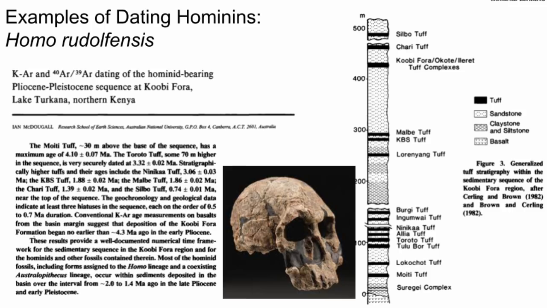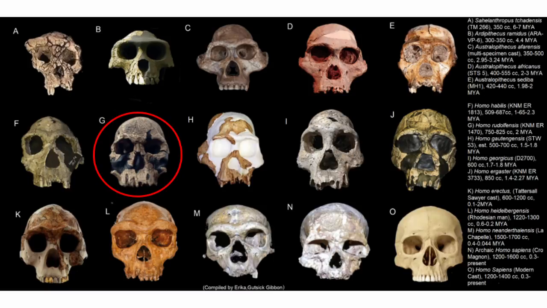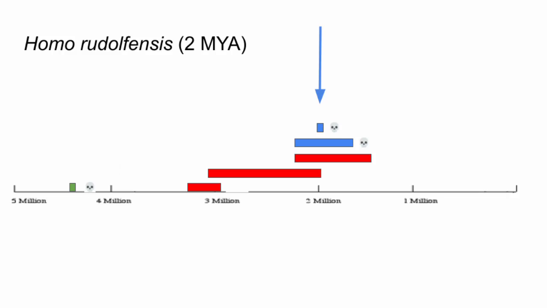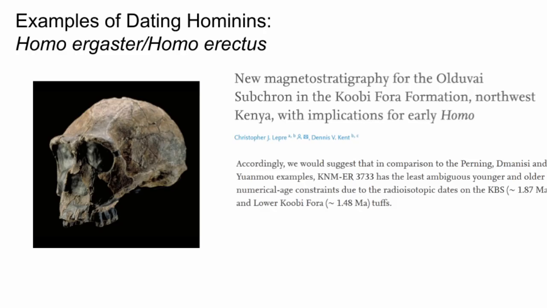Homo rudolfensis, same thing. They looked at the Moiety tuff and the Malbay tuff, as well as the Silbo tuff and the Chari tuff, and they get a range for this guy of 2 million years, which is not very much. Effectively, we don't have very much material from Homo rudolfensis. We've got like a couple really good skulls, but they all seem to hone in on this 2 million year range. Why that is, I have no idea. Maybe they just really thrived during that period.